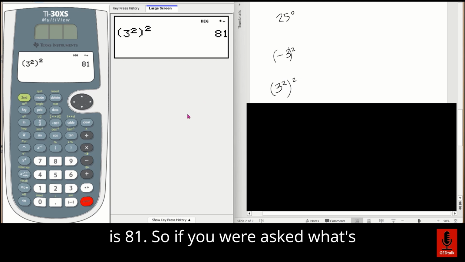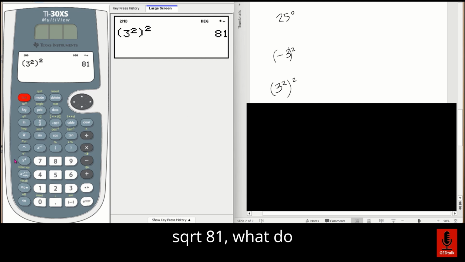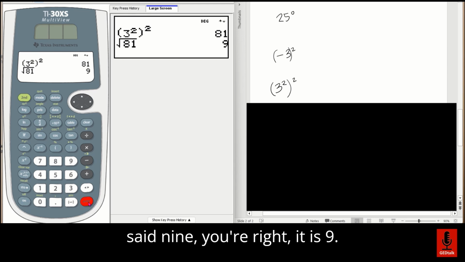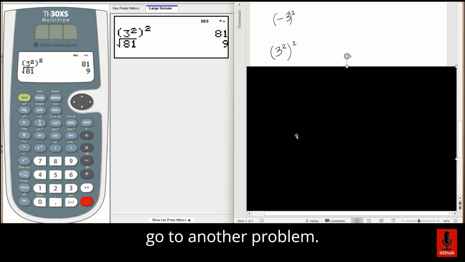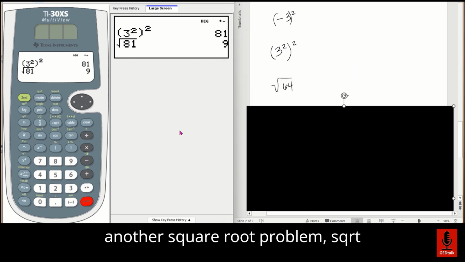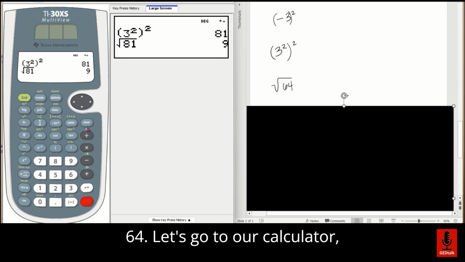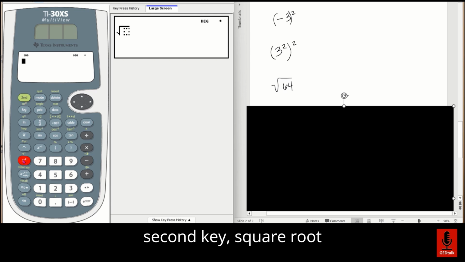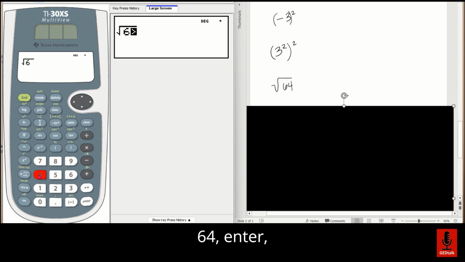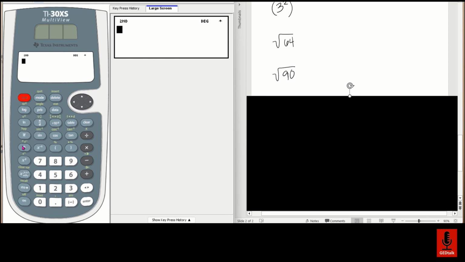So if you were asked what's the square root of 81, what do you think it is? If you said 9, you're right, it is 9. Let's go to another problem. We have another square root problem. Square root of 64. Let's go to our calculator. Second key, square root 64. Enter, we get 8.